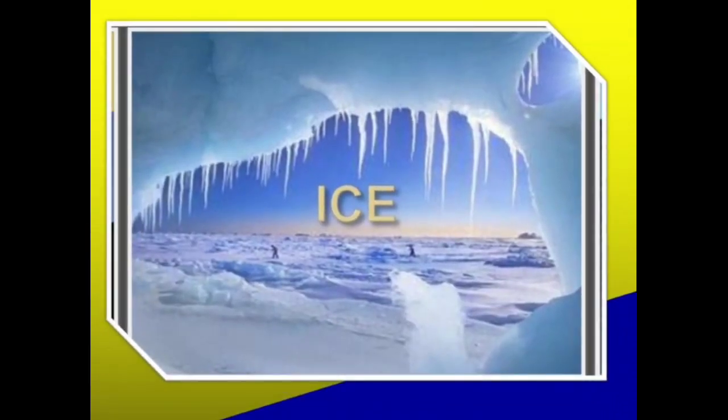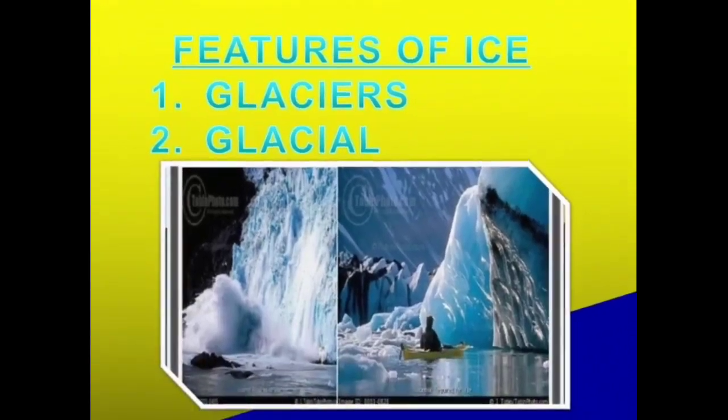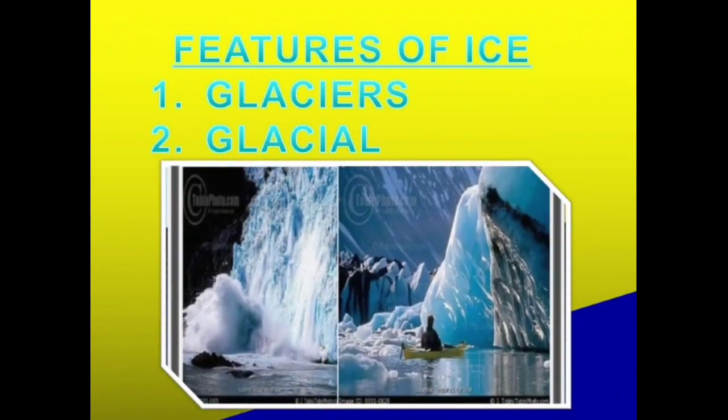Students, next agent is ice. Ice also creates landforms and it too has erosive power and depositional qualities. Features of ice are lakes and glacial moraines.